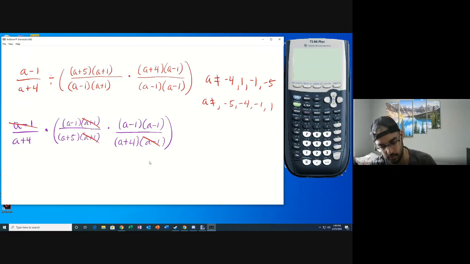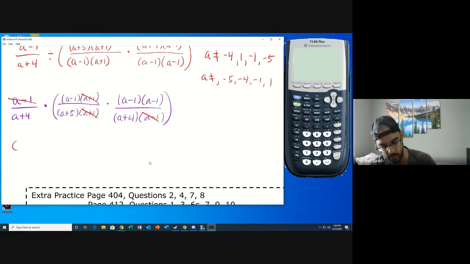So that means we have as a final answer a minus 1, but there's 1, 2, 3 of them, so a minus 1 cubed, over a plus 4 squared, because there's 2 of those, and then a plus 5. So a plus 4 squared, and then a plus 5 term. And again, those non-permissible values. A can't be negative 5, negative 4, negative 1, or 1.